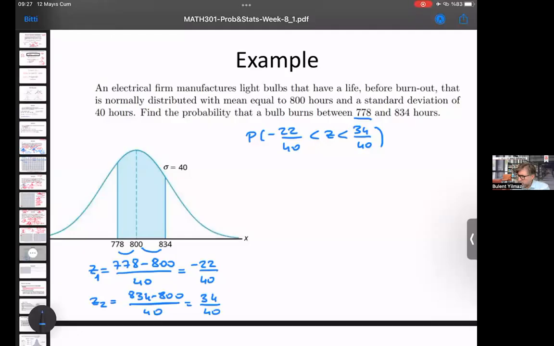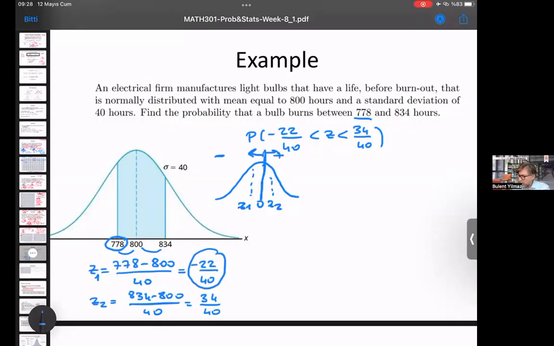778. So I'm going to convert this into a z distribution like this. This is going to be 0, this is going to be z1, this is going to be z2. So how do I calculate z1? 778 minus 800. Don't be confused, you have to put x first. Even though x is small, you have to find a negative number because it is on the negative side. This is negative, this is the positive side. So this is minus 22 over 40.